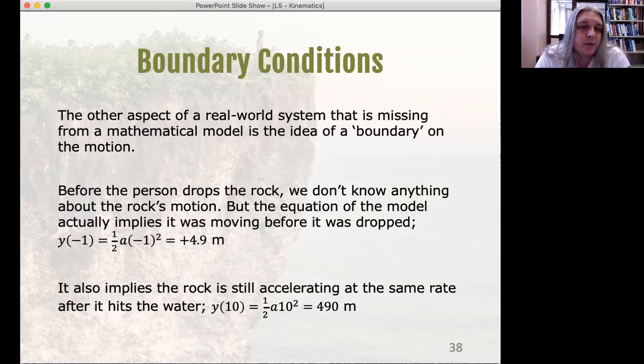So before the person drops the rock, so negative time, because there's nothing to say we can't have negative time, we also don't know anything about what happened to the rock. So the equation, even though it says that it's moving beforehand, is clearly not true. And after the rock hits the water, again, clearly not true. So there's some problems with this equation, in that it seems to be telling us what the rock is doing before the person lets it go and what the rock is doing after it hits the water. And clearly those aren't going to be true.